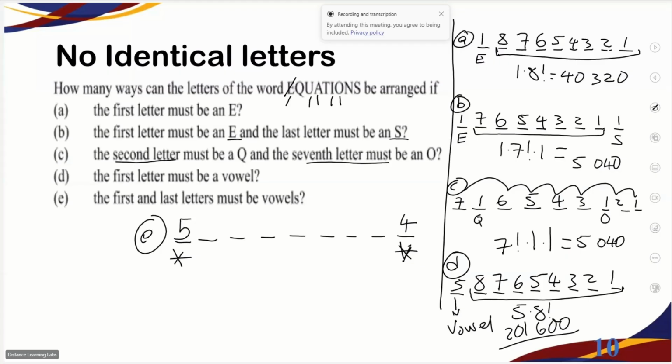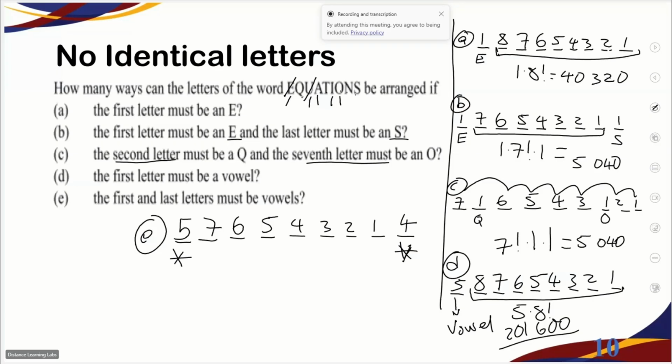Meaning on the word equations now, we have removed 2 letters. Let's say it's A and U that are removed from the word equations. It leaves us with 7 letters: 1, 2, 3, 4, 5, 6, 7. All 7 of them would compete for this position. One of the 7 occupies, leaves us with 6. Then we'll have 5 there, 4, 3, 2, and 1.